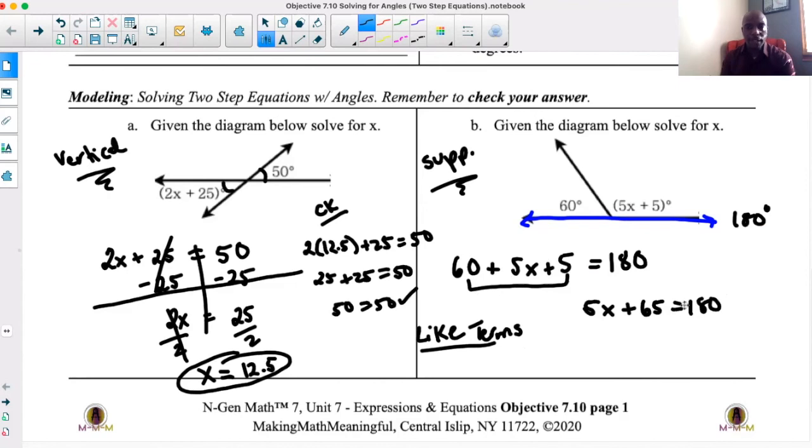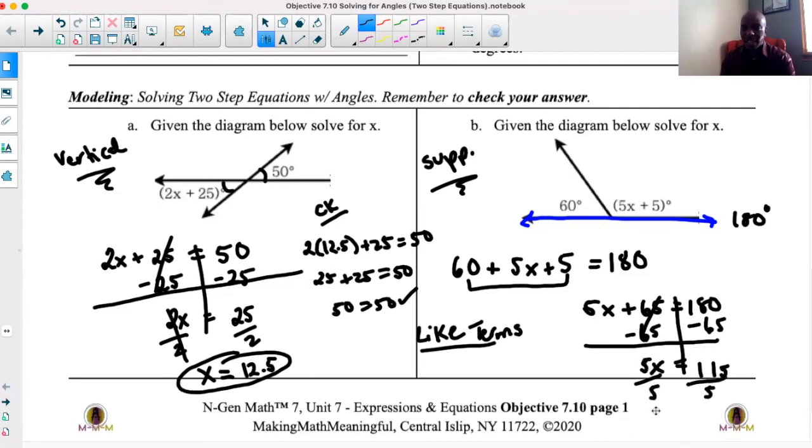Okay, now that I have it set up, I can then go and solve it. Drawing a line down my equal sign, taking care of the 65 first. I end up getting 5x is equal to, let's subtract this, 115. And then we end up dividing both sides by 5. And we get x is equal to 23.